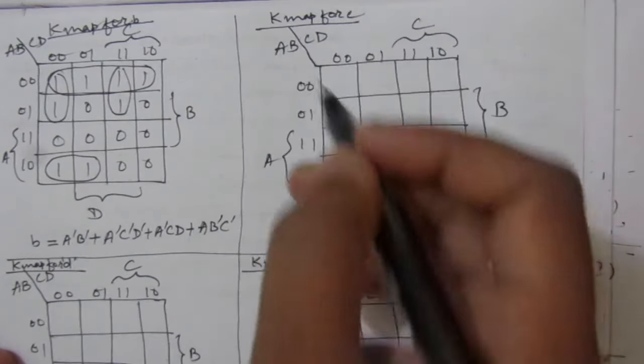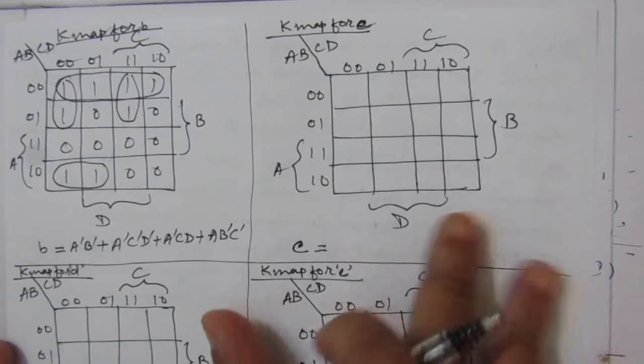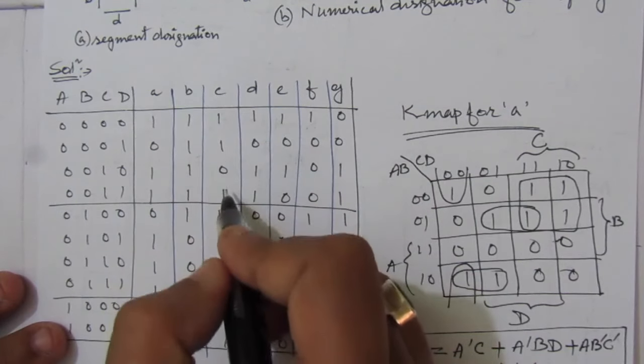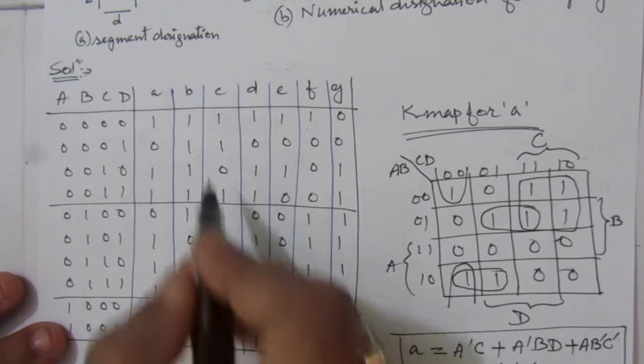Now let us find out the expression for C, small c. So we have to again look at the truth table. So for small c we have 1 1 0 1 1 1 1 1 1 1 1 1 0, then all are 1.